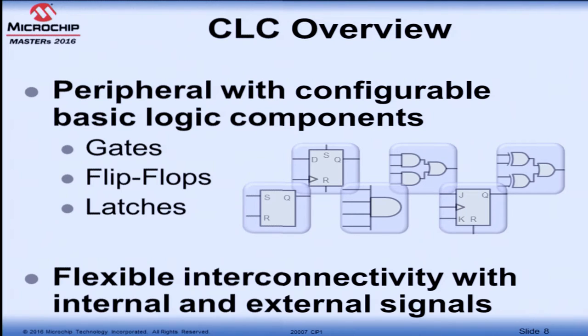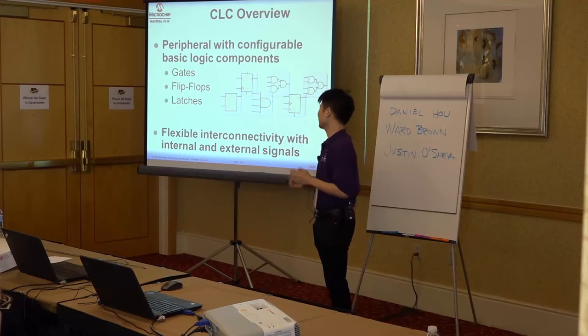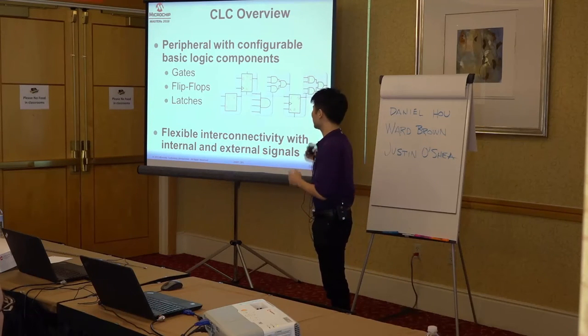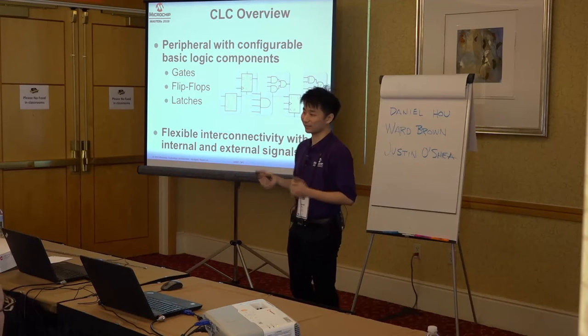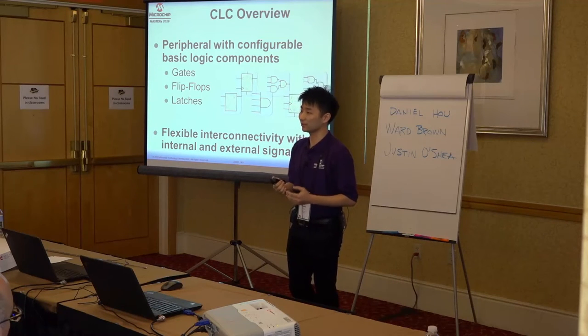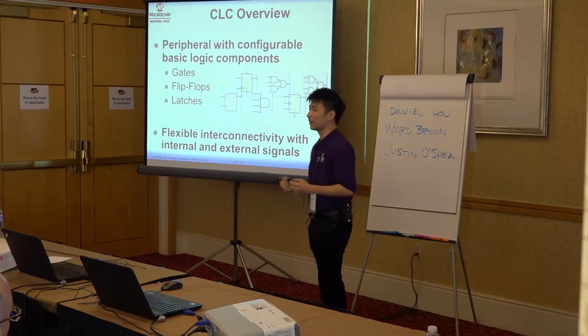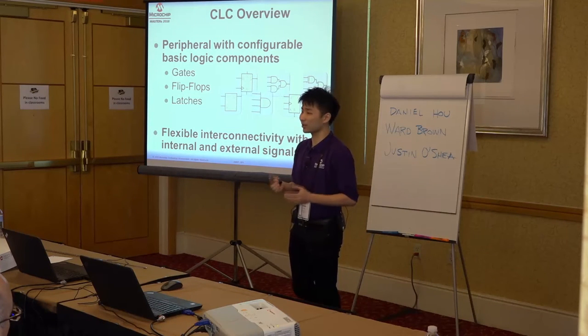Now I'm going to come back to the previous point I made about combining those peripherals and coordinating them with each other. So how do we do that? Actually, the CLC is the solution. Since it has interconnectivity with all the internal and external signals, we can use it to combine your other peripherals together to coordinate with each other. And also, we can apply some complex logic to that.